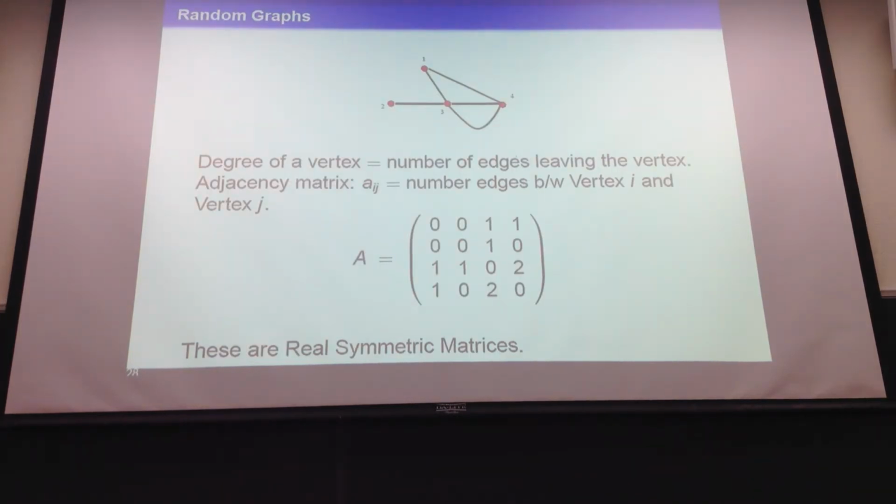Here's another example. This is the adjacency matrix of a graph. So a graph is a collection of vertices and edges. We put in the entry a_ij the number of edges connecting vertex i and vertex j. Typically, you would look at simple graphs where you don't have multiple edges.